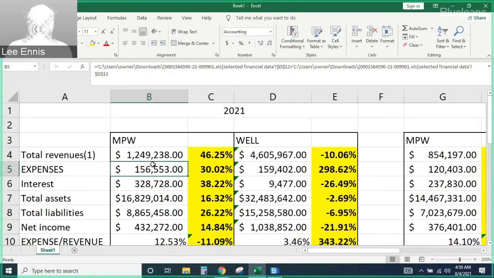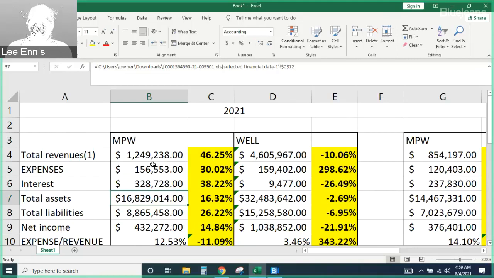Let's see, interest, total assets. Usually I'll take out goodwill when looking at assets, but I left goodwill in there. Whether or not that's going to make a huge difference in comparison between the companies, I don't know. Welltower is the larger of the two, so maybe they have more goodwill because they've acquired more companies. I don't know, but again, goodwill is in there.